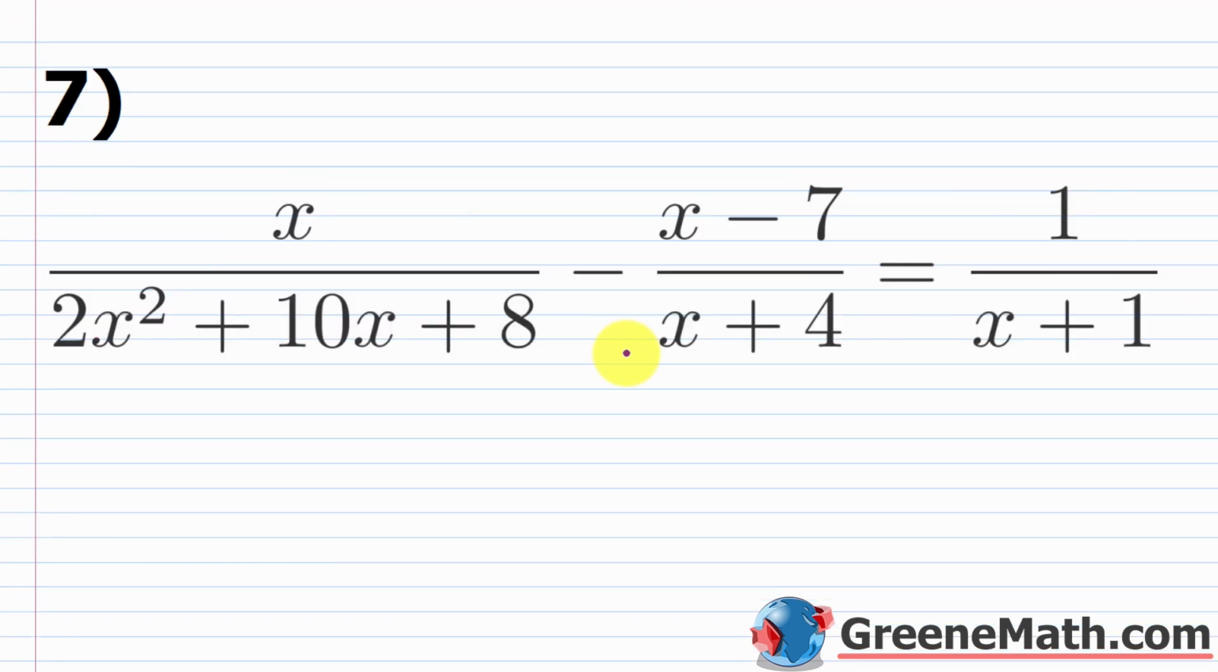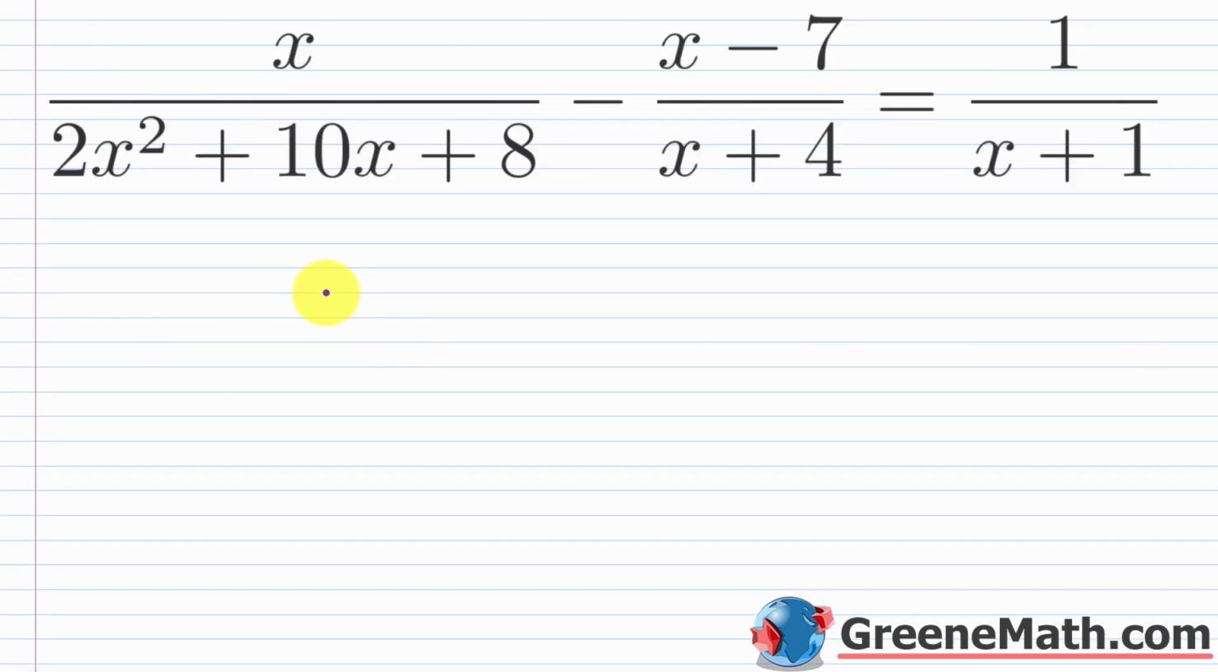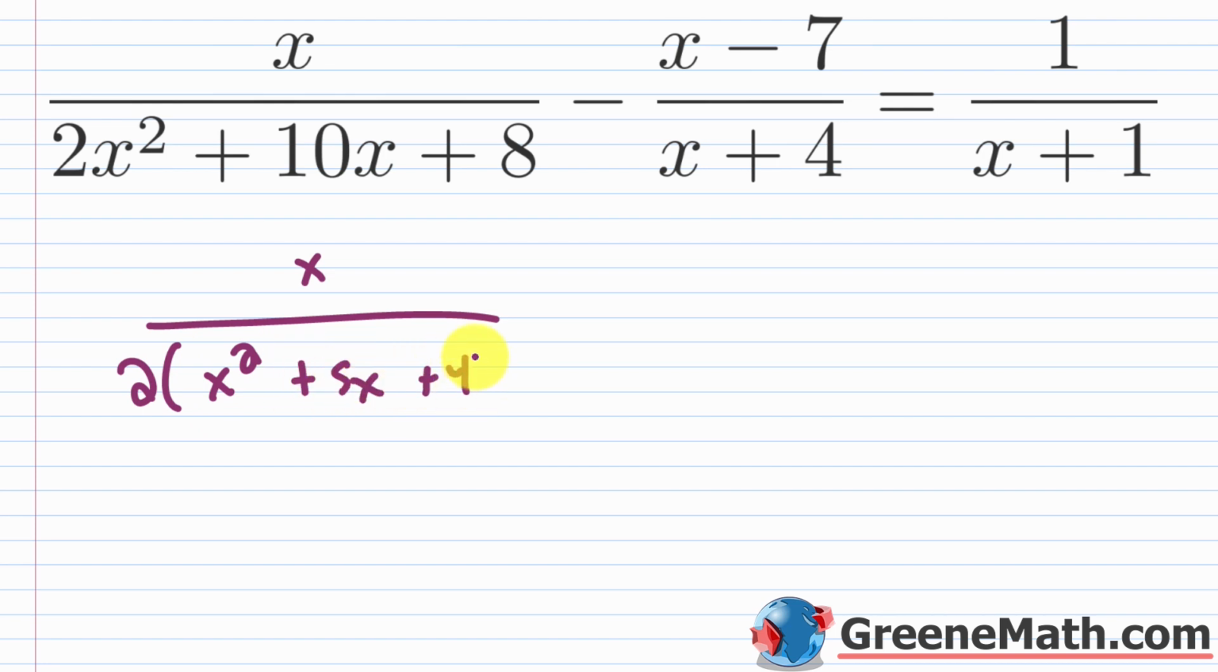All right, let's take a look at problem 7. So we have x over 2x squared plus 10x plus 8, then minus x minus 7 over x plus 4, and this equals 1 over x plus 1. Let me just rewrite this. Before I factor this, notice that you could pull out a 2. It's going to make it a lot easier. So then you would have x squared plus 5x plus 4.